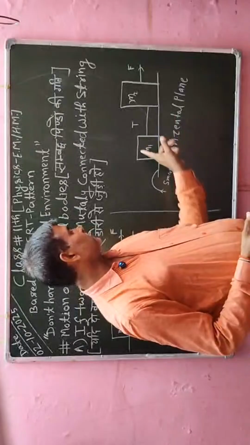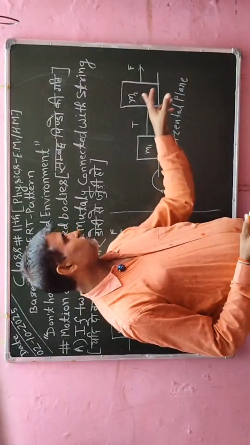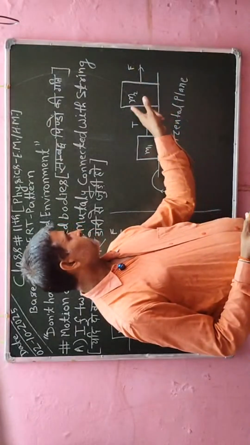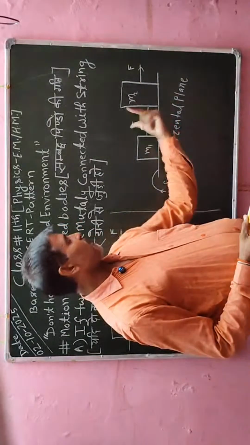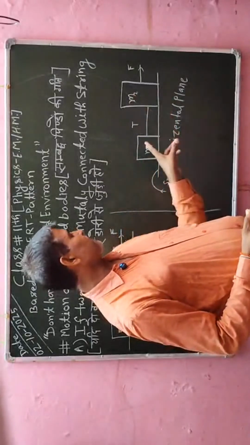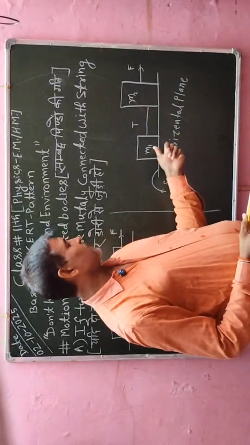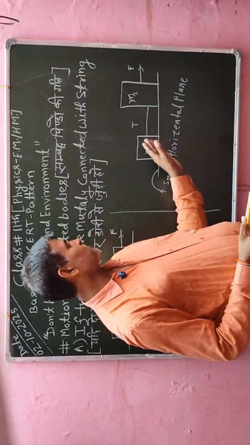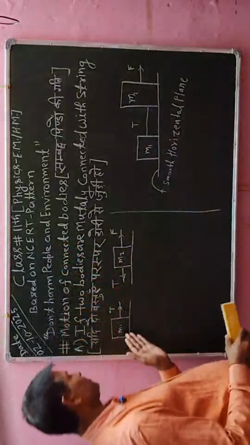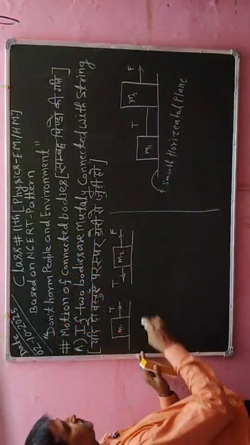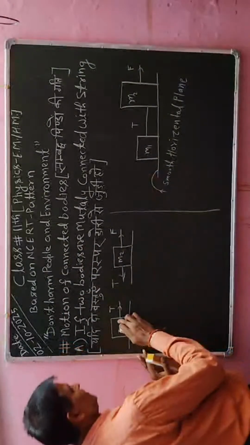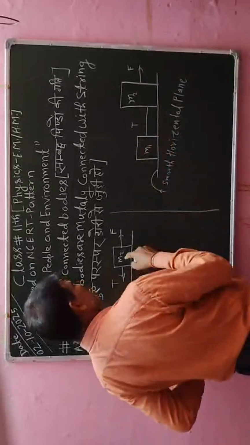Connected with a string, this m1 object and m2 object both will move in forward direction. So T1 will have direction on the left side of mass m2, and T2 has a direction of force T, which is in forward direction. Therefore I have resolved here, because m1 object I have written here and m2 object I have also written here.